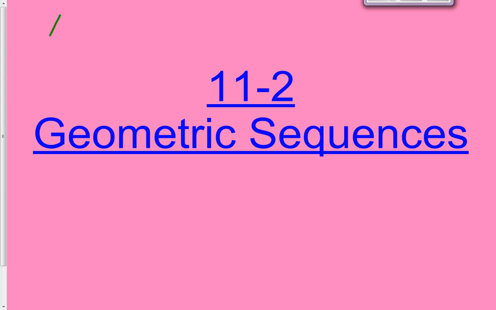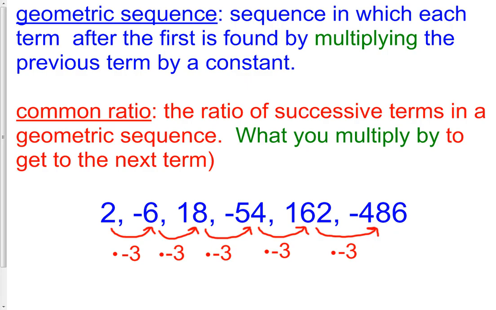So in 11.1 was arithmetic sequences, I told you to think add. To get from one term to the next you have to add. So for geometric there's going to be a lot of similarities, except this time to get from one term to the next we're going to multiply. So that's the definition of a geometric sequence.